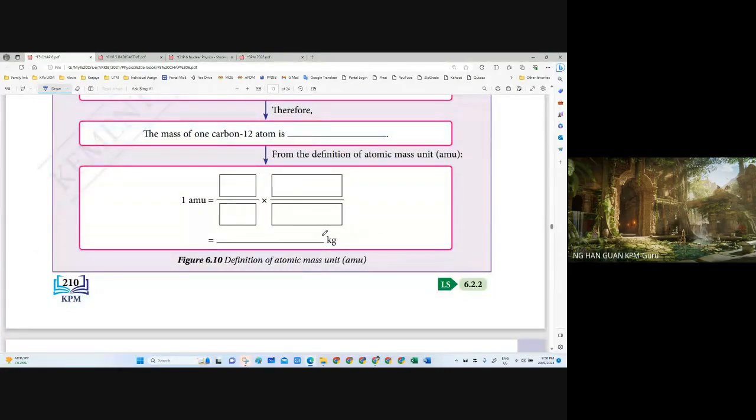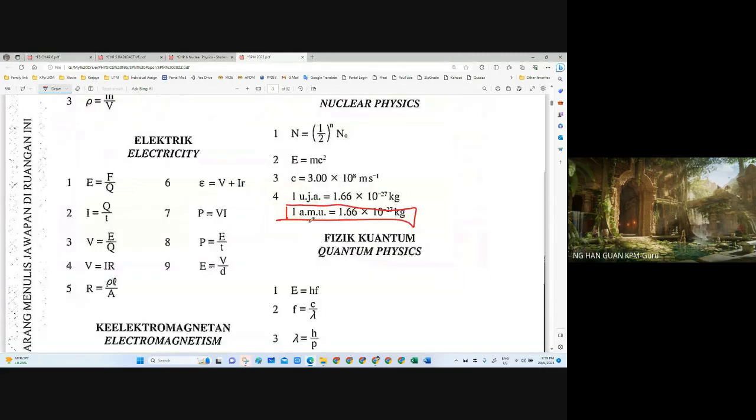Because in the exam, I don't think they will ask you to prove this, unless you are in A level or foundation. In the exam, we just need you to apply how to change AMU into kilogram and substitute into the formula E equals mc squared to find the answer for the energy. Remember, this is a question we must score because E equals mc squared.